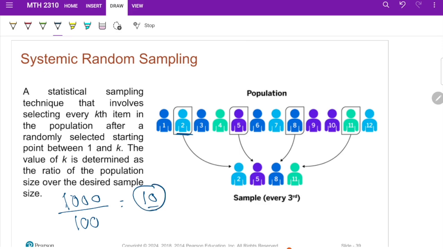After that, you jump 10. I mean, you count 1, 2, 3, 4, 5, 6, 7, 8, 9, 10. Then you take the other guy. Then you count another 10. In this case, we are counting 3. So we started by this guy randomly, then we count 3, we count 3, we count 3, and we pick them. This is systematic. Every third, we take a sample from every third.